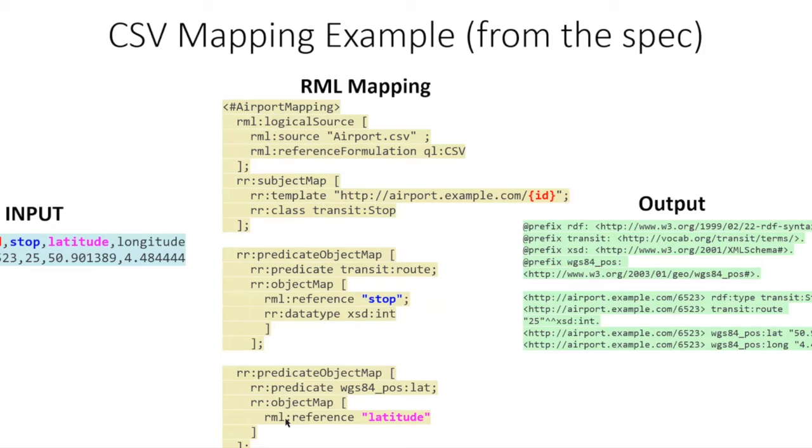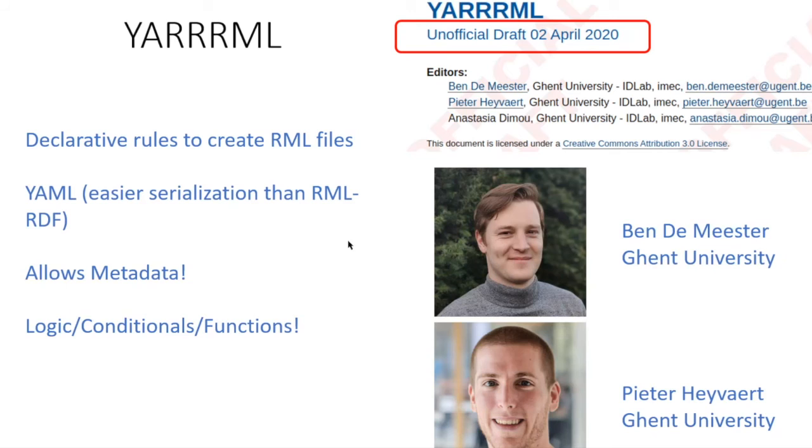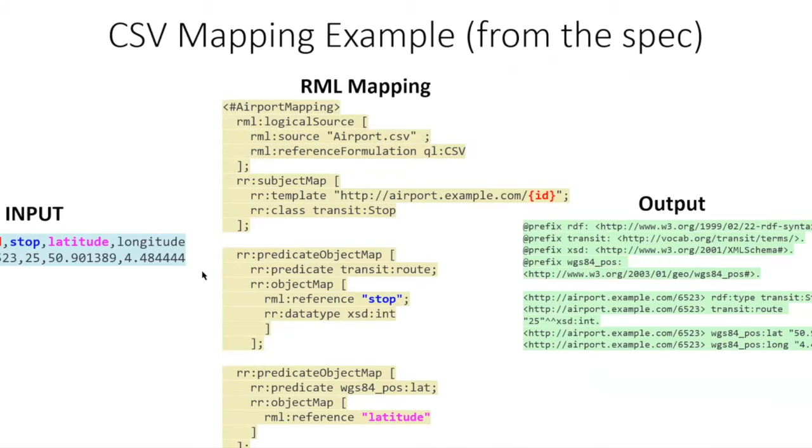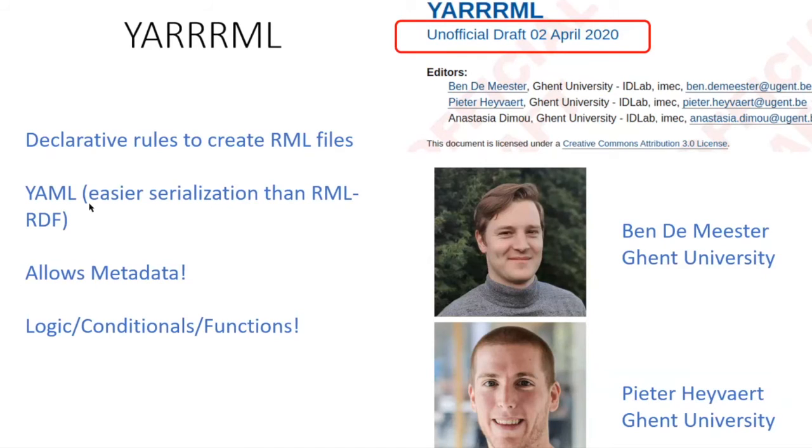So this turns out to be difficult to debug and difficult to maintain. So we're using yet another technology called YARRRML, which uses declarative rules to create RML. So it's a lot easier, and we can add some metadata and various other things. And again, this is hot off the press. It's a very modern, contemporary technology, still being developed.